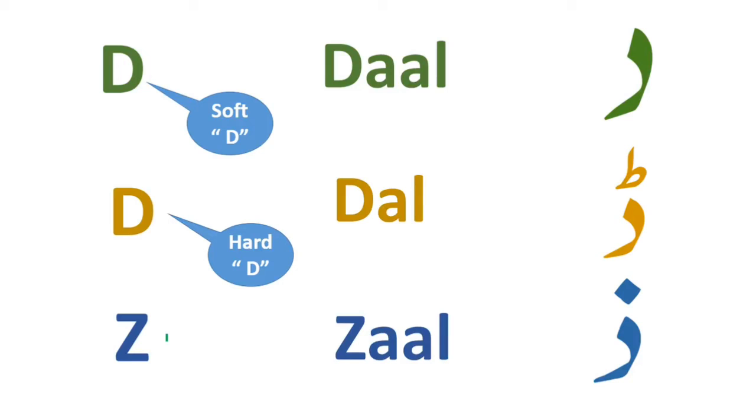Zal is similar to Z in the English language. So this is called the Dal family of the Urdu alphabet because all the letters are the same. Dal, Dal, Zal. Dal has no dot or sign. The other Dal has a sign. Zal has 1 dot over it.